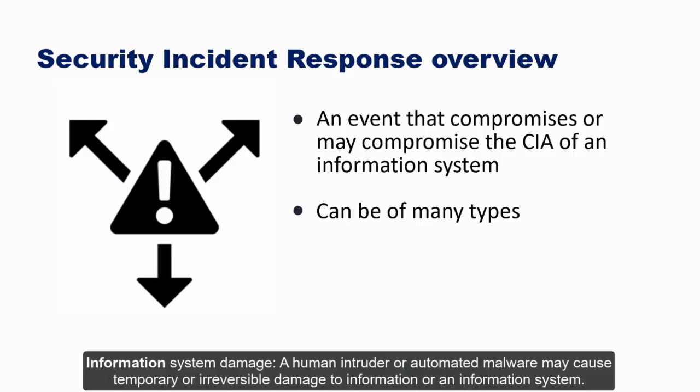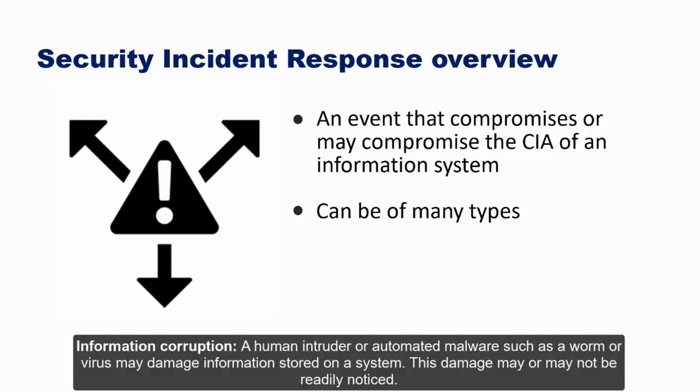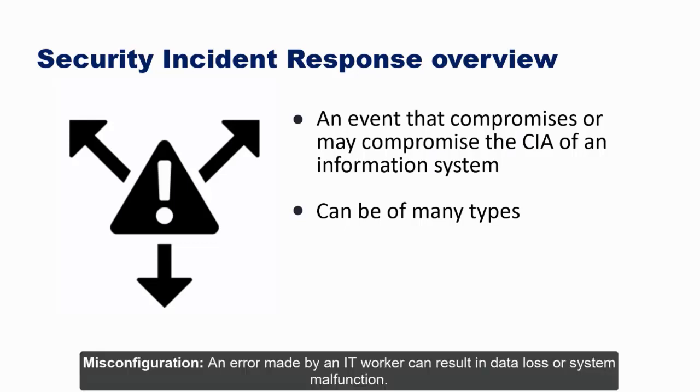Information system damage. A human intruder or automated malware may cause temporary or irreversible damage to information or an information system. This may result in an interruption in the availability of information and permanent loss of information. Information corruption. A human intruder or automated malware such as a worm or virus may damage information stored on a system. This damage may or may not be readily noticed. Misconfiguration. An error made by an IT worker can result in data loss or system malfunction.